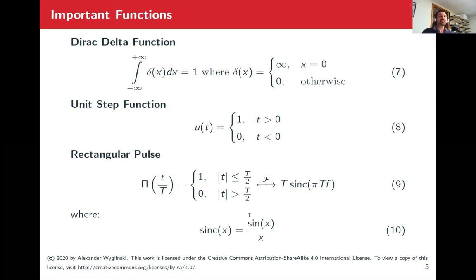And then finally, my favorite is the rectangular pulse. We're going to see lots of rectangular pulse functions here. A rectangular pulse function is essentially a rectangular wave. Let's actually draw this. What's really cool about this is that if you take the Fourier transform of a rectangular pulse, it produces something called a sinc function. Not S-I-N-K, but S-I-N-C, sinc. So let's take a look.